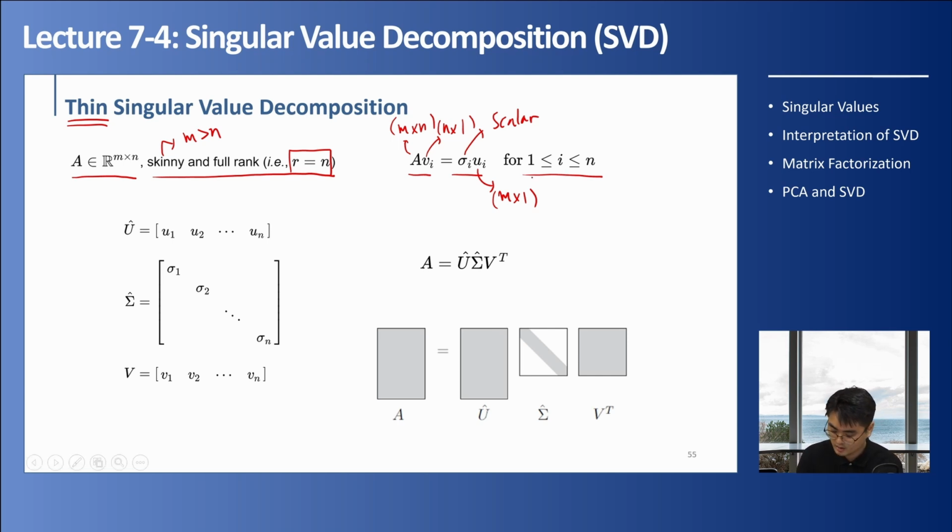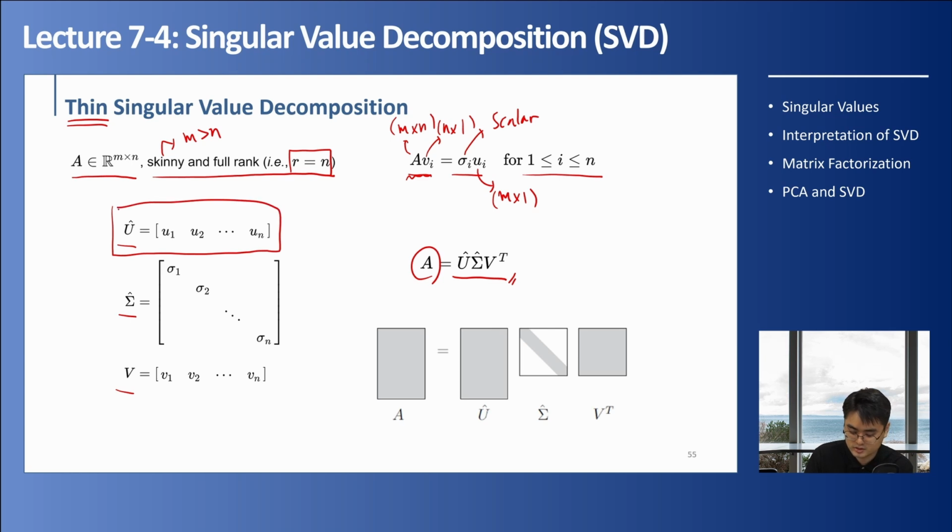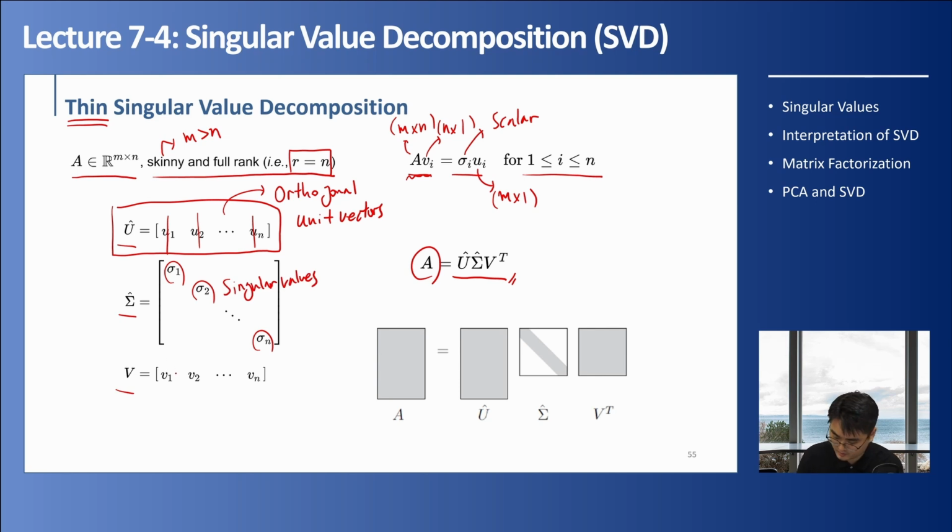So what we're going to do here is try to decompose our A matrix into these matrices here, U, sigma, and V, because we know that A vi equals sigma i ui. And this U matrix is filled with orthogonal unit vectors. And this sigma holds all our singular values. And V is also orthogonal unit vectors.